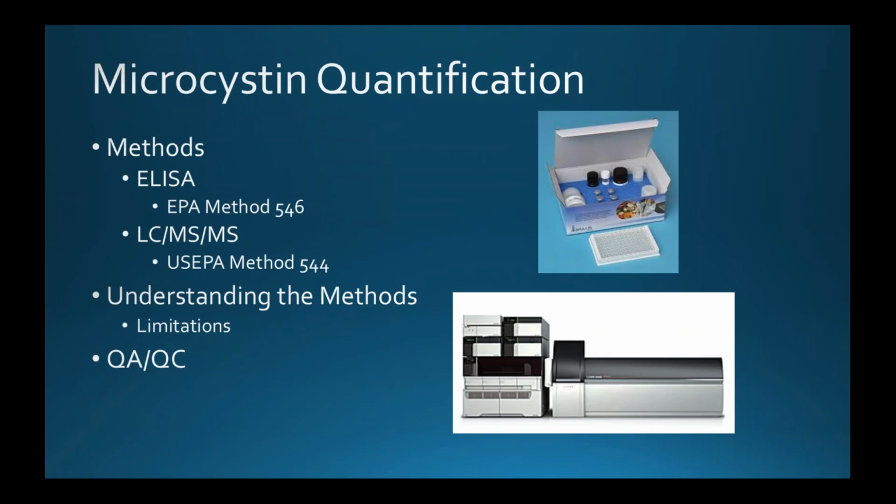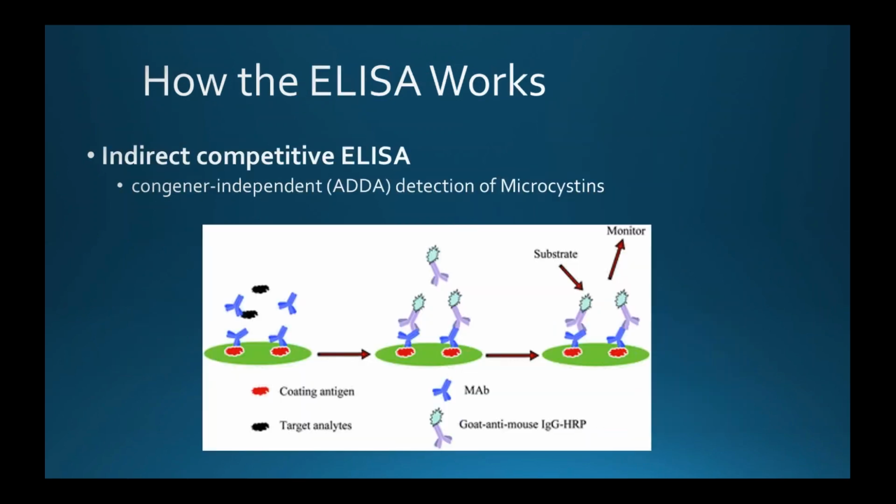So what are these 2 methods that they're talking about? Well, on your right-hand side, you'll see a box. That's an ELISA kit box. That is an Abraxis ADDA kit. And the method that people will be using is EPA Method 546. And below you see an LC-MS/MS, and you'll be using US EPA Method 544 for microcystin. It's important for you to understand the methods and the limitations on these, and they are actually very particular in the QA/QC on them. So we can discuss that later once we get through, if anybody wants to talk about that.